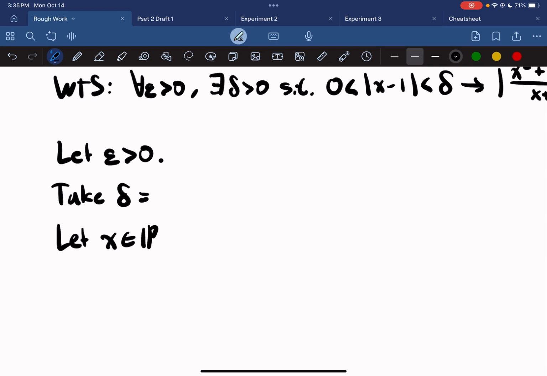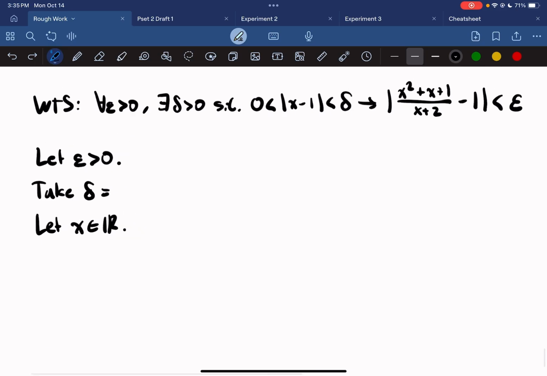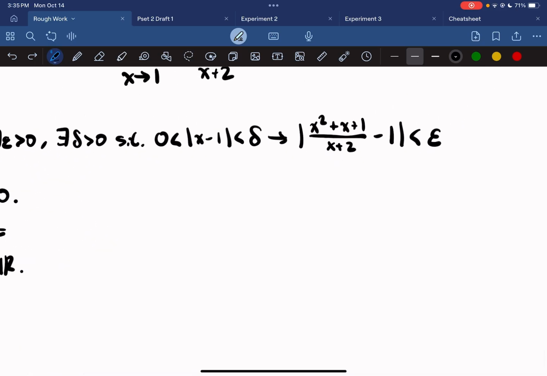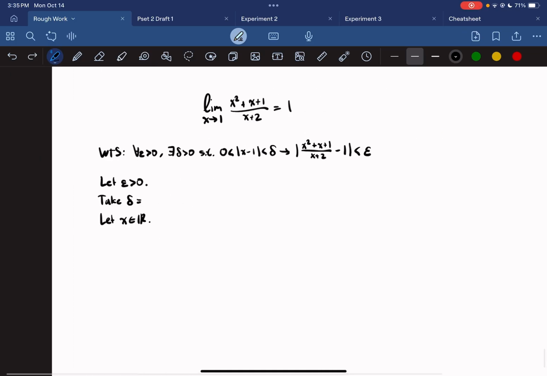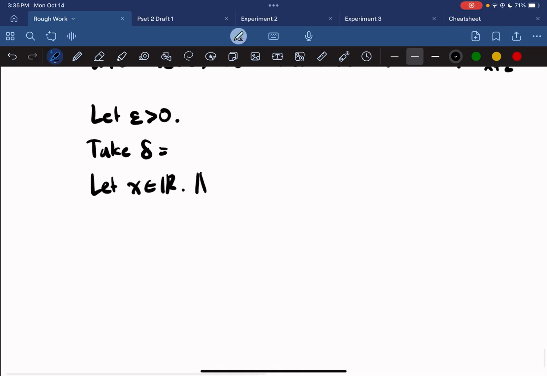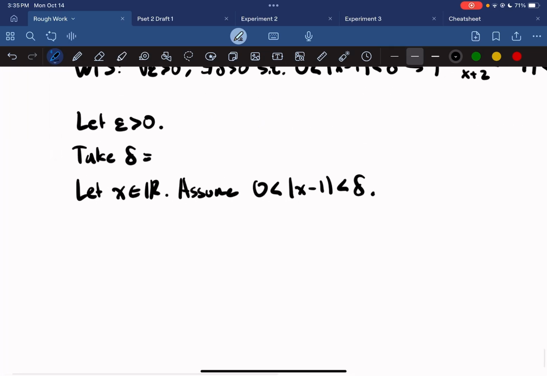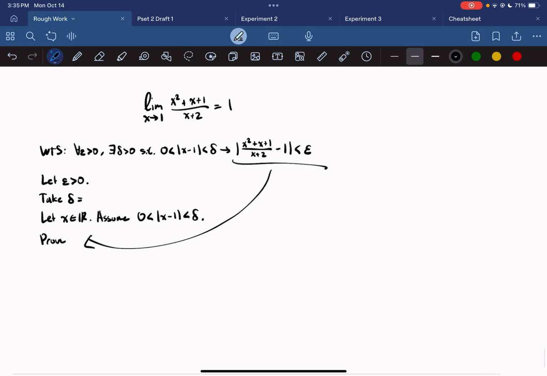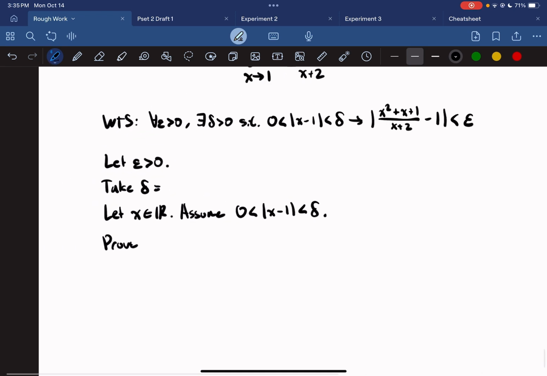Let x be an element of the reals, and now we assume the first part of our condition. Because if we can assume the first part of our condition and prove that the second condition is always true, then we have proven our statement. So we say assume 0 is less than |x minus 1|, which is less than delta. And now we prove this statement. And I won't write that just yet. This is the structure of our proof.